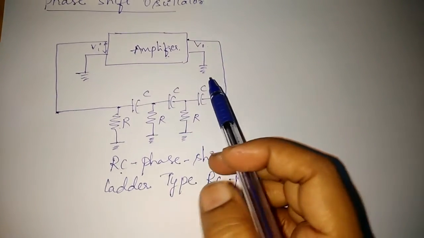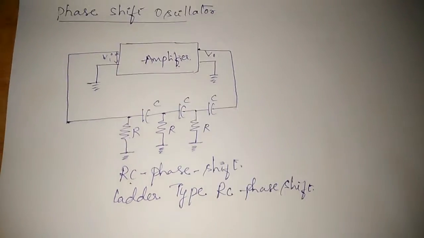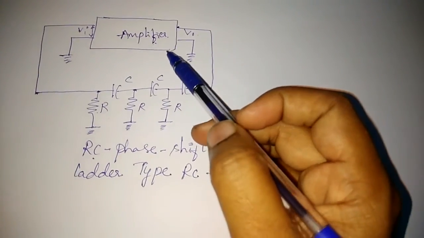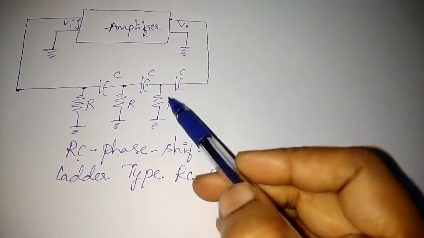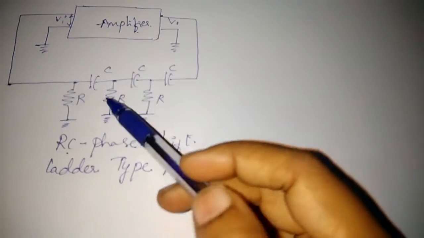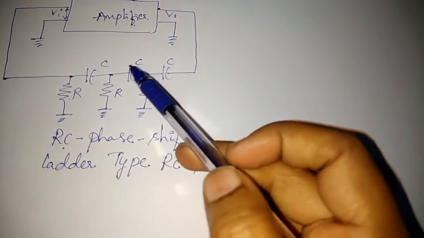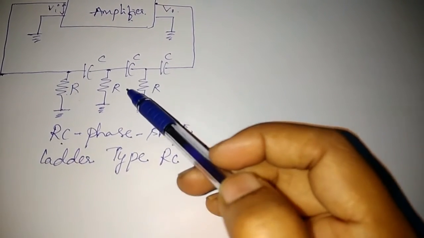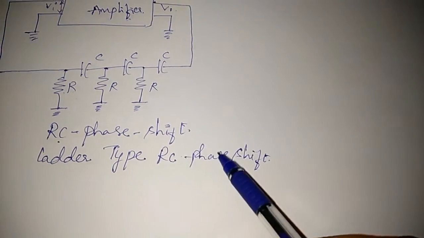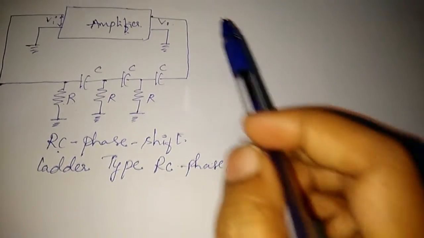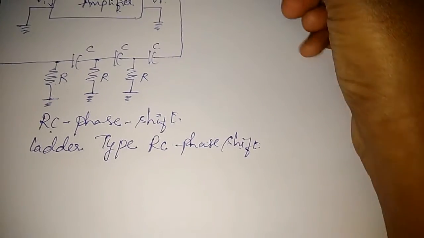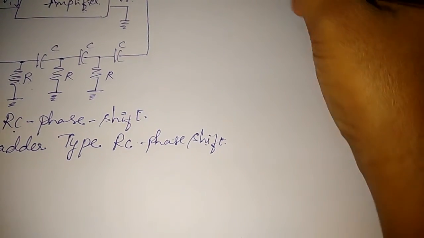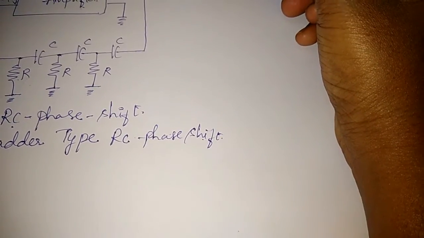So this diagram is the block diagram of the phase shift oscillator. It consists of an amplifier and a feedback network made up of resistors and capacitors, wherein the resistors and capacitors are arranged in a ladder format. Hence it is also called a ladder type RC phase shift oscillator. Okay, as I said, this amplifier can be either an op-amp or a transistor. I'll just show you the circuit, how it is made up of an op-amp, that is, an operational amplifier.